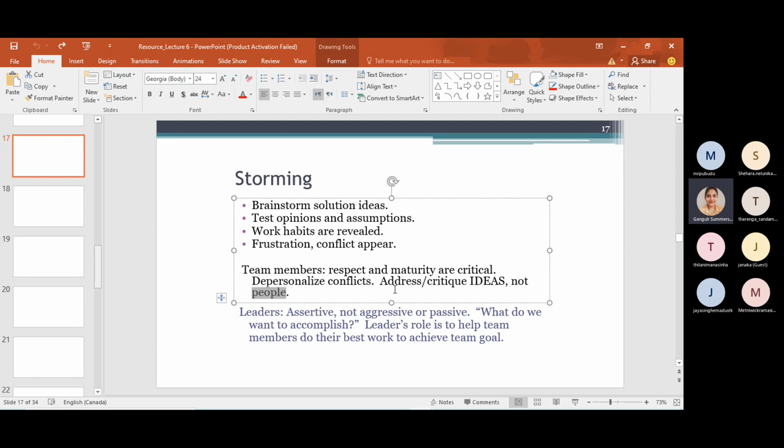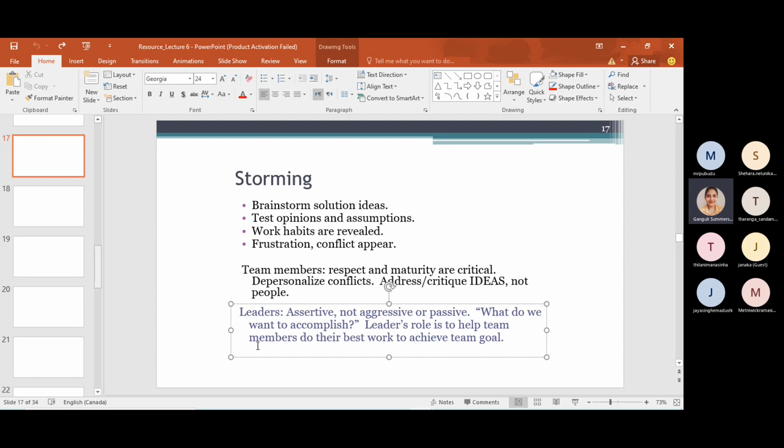The leaders should be sort of assertive during this storming stage. Assertive means you have to have really good leadership skills during the storming stage. Because, as we mentioned just now, there can be conflicts and frustrations, right? If you do not have really good leadership skills, leaders will not be able to tackle these frustrations and conflicts that might appear, right? So the leaders should be assertive. They should have really good leadership skills during this stage.